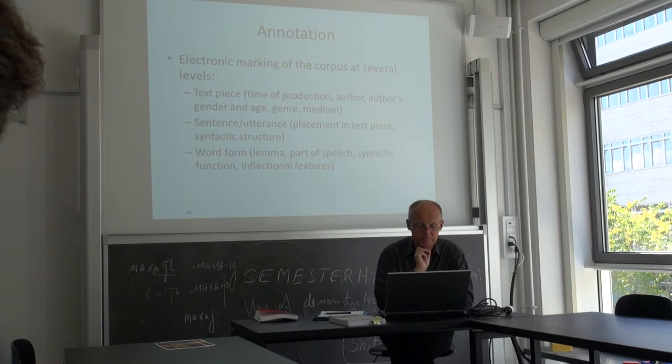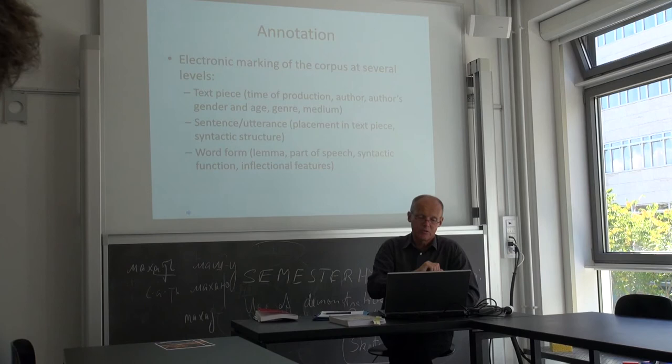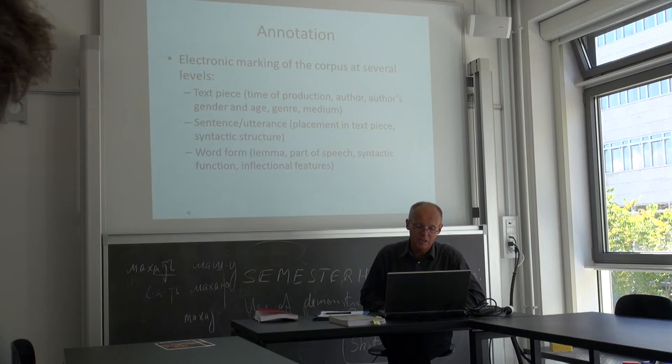At the sentence level, there could be a placement in the text piece. Some corpora, at least, give each section, each sentence, a number in the text. But there could also be an annotation specifying the syntactic structure of the sentence. Syntactic annotation is less developed than morphological annotation, which is the last point here.